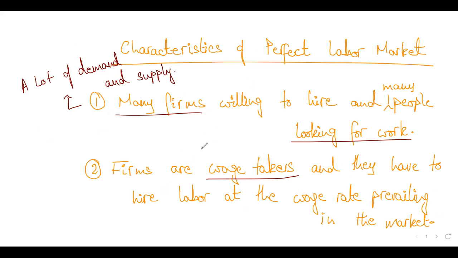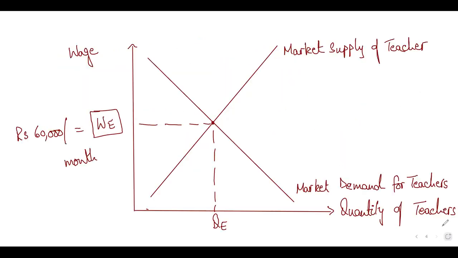That first thing that we discussed, that firms are wage takers, right? Now, when firms are wage takers, the wages are determined based on market supply of teachers and market demand for teachers. Now, have a look at this. Now you'll get the full idea. Where the market demand and market supply of teachers is equal, that is the equilibrium in the market, right? So I'll draw two graphs for you, and then you will clearly understand.